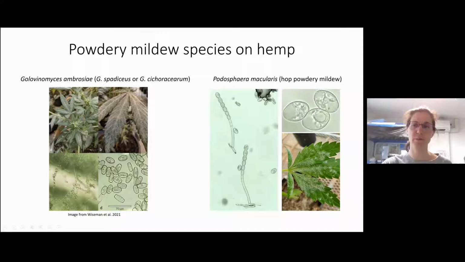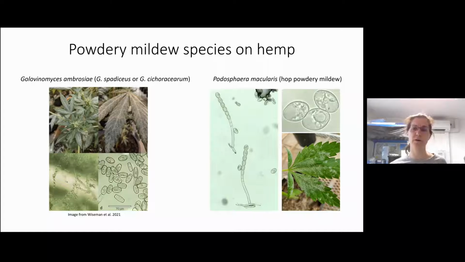A lot of powdery mildew species only infect one host species. Golovinomyces ambrosiae is mostly found on plants in the family Asteraceae, so this is your daisy family, but it's also able to infect hemp. And then there's a second species of powdery mildew on hemp called Podosphaera macularis, which is more host specific. It's known as the hop powdery mildew.